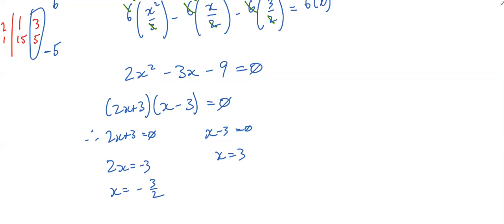Okay, so I factored it. 2x plus 3 times x minus 3. And I got negative 3 over 2 and positive 3. What do you think?